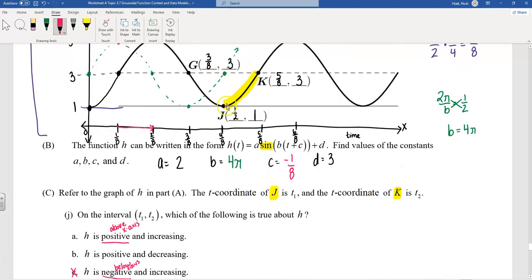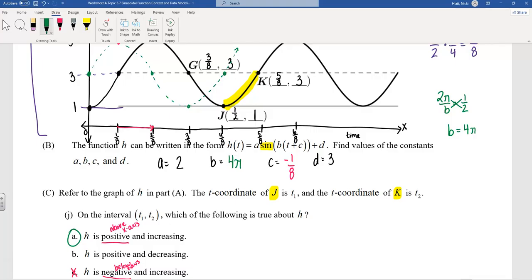Is my function increasing or decreasing from J to K? Increasing. So A is our answer. Okay. You can answer this part right even if you totally butchered the rest of the question, right? Because that graph doesn't change.